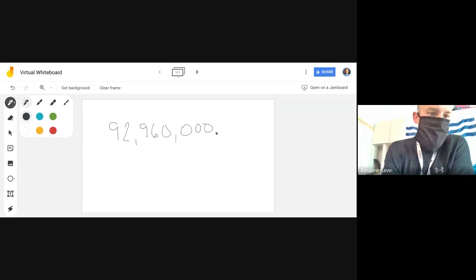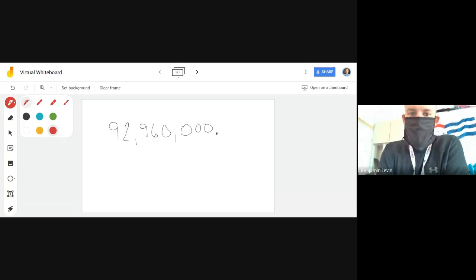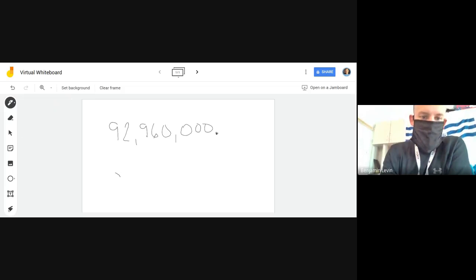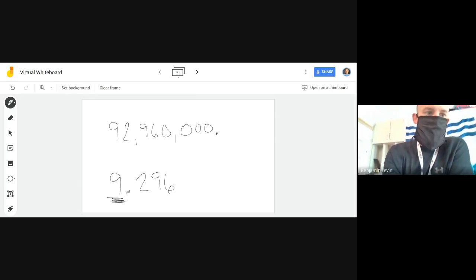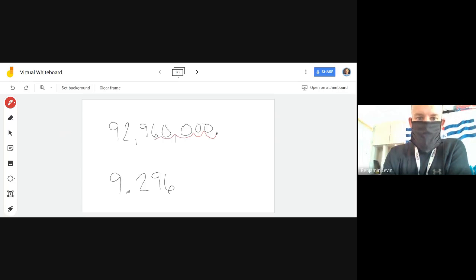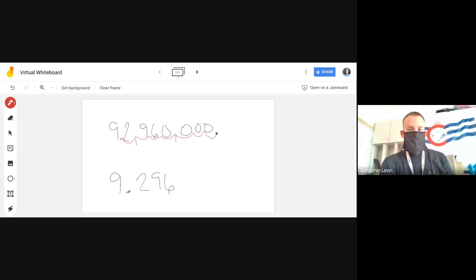So let's count the number of spaces that we are moving it. Because again, remember, we need this to be 9.296, right? There's only one number left of the decimal, and all of our other numbers are going to be to the right of the decimal. So I'm going to use red here. 1, 2, 3, 4, 5, 6, 7, right? So we move that decimal place 7 spots.